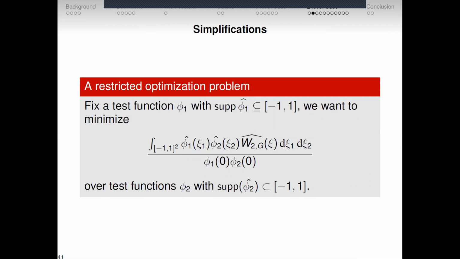So first of all, with regards to support, we care about -1 to 1. So we fix the test function phi1 such that its Fourier transform is supported in this interval. And then what we want to minimize is this particular quantity, right? Again, we assume that we can split up our test function into a product of single variable functions. And then what we do is optimize over phi2, such that the support of the Fourier transform of phi2 is between -1 and 1. Again, this is trying to recover the one level situation.